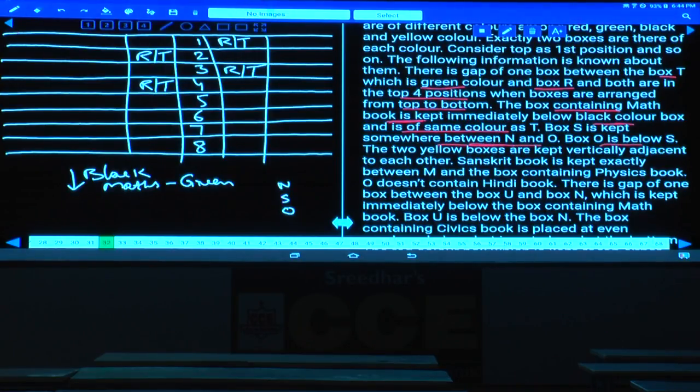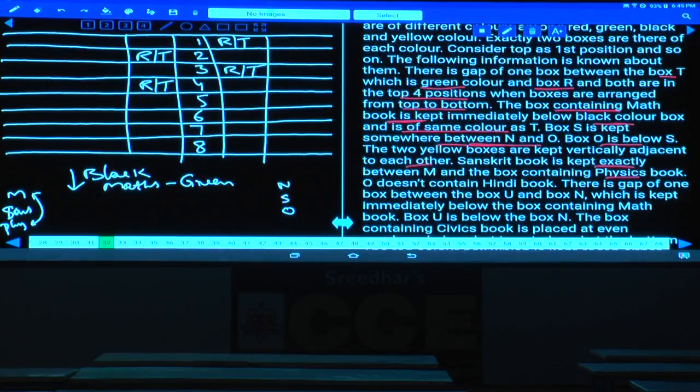The 2 yellow boxes are kept vertically adjacent to each other. Both the yellows must be together. And the Sanskrit book is kept exactly between M and the box containing the physics book. Between M and physics, the Sanskrit book will be exactly between, in any order. M, Sanskrit, physics, or physics, Sanskrit, M. Now the word exactly is clearly specified. O does not contain Hindi.